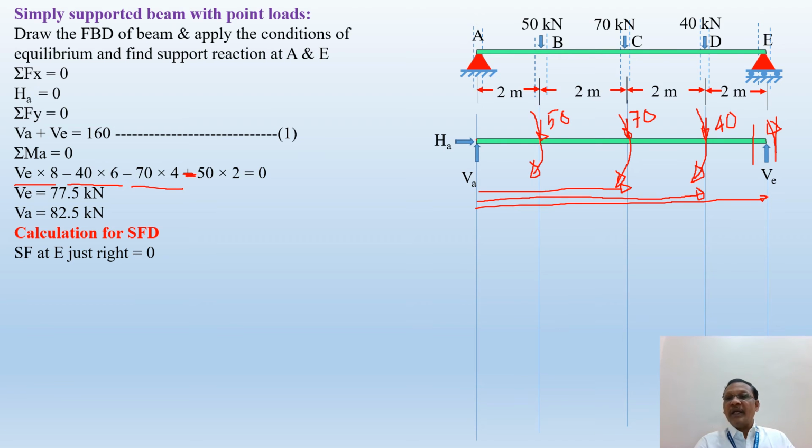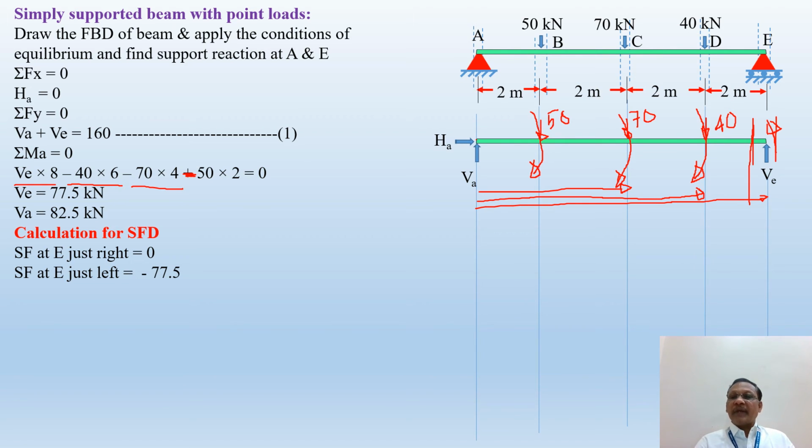We know the value of VE. So shear force at E, just right. Is there any force acting on the right hand side? No, there is no force acting on the right hand side of this E. That's why the shear force at E is equal to 0. Then shear force at E, but left side. So there is one force acting, that is VE, vertically upward. So here we'll get the shear force at E just left is minus 77.5. Minus sign, why? Because it is acting vertically upward.